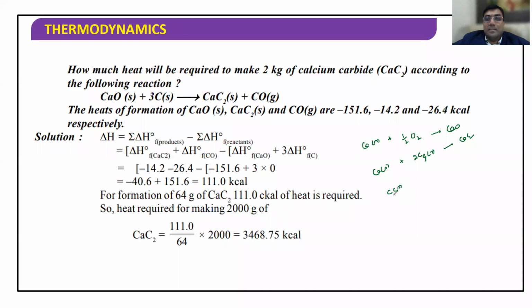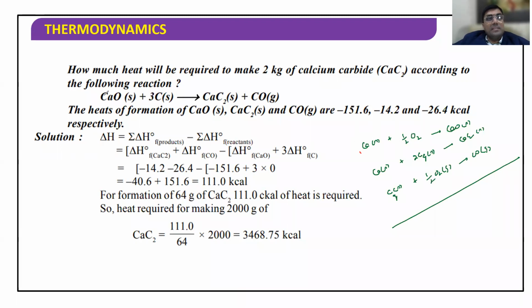Good. Next, carbon monoxide. Carbon solid, graphite, plus half O2 gas gives CO. Agreed or not? This is a gas. This is a solid. Now let us manipulate this. Agreed? You have to manipulate. Now when you manipulate, you get the answer. Now, how to manipulate? Tell me.